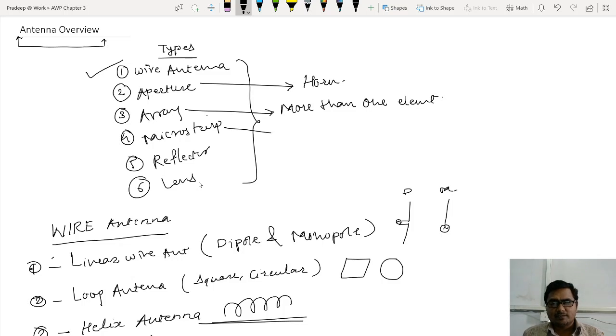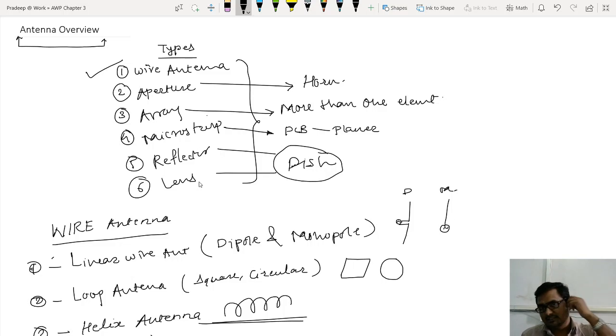So how will a microstrip antenna look? It will look like a PCB, a planar structure. And what about the reflector and lens? Can you even imagine a dish? Every time I say reflector or lens antenna, you imagine a dish, the structure will look like that. How those different antennas will look, how we can design those practical antennas, everything is included in this chapter called antenna overview. That's why I said it's just an overview.